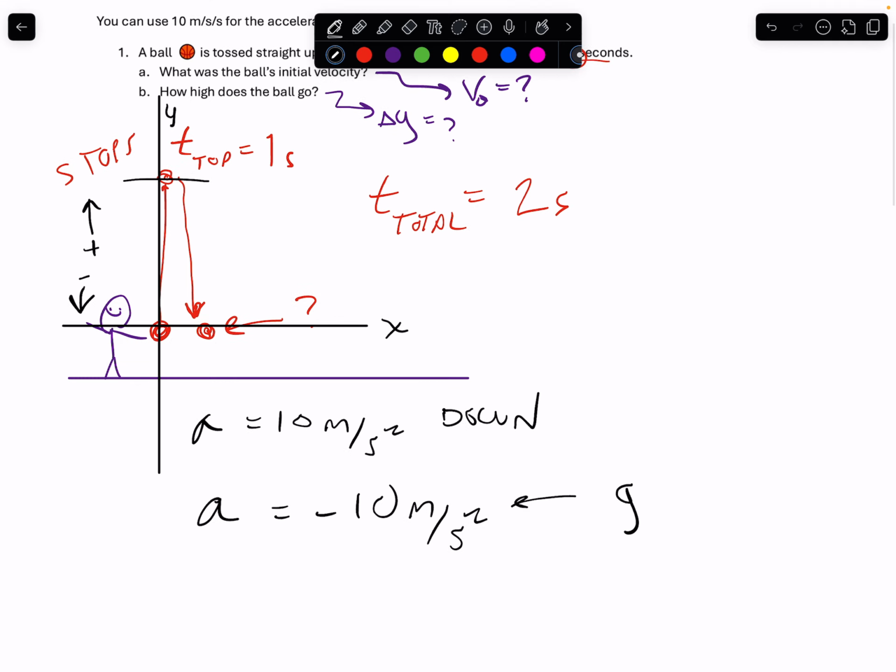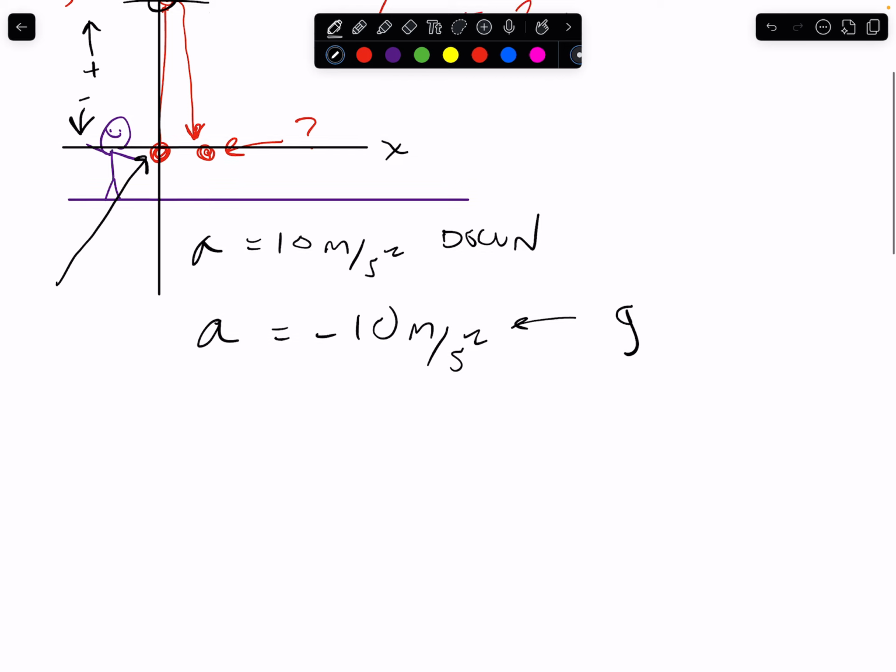If it's losing 10 meters per second squared every second it's in the air, and after 1 second it completely stops, how fast must it have been thrown to stop in 1 second, knowing that it's slowing down at 10 meters every second? Yeah, it has to have been tossed up in the air with a speed of 10 meters per second. But let's look at some of the equations we have here, because some of you are more comfortable with these equations.